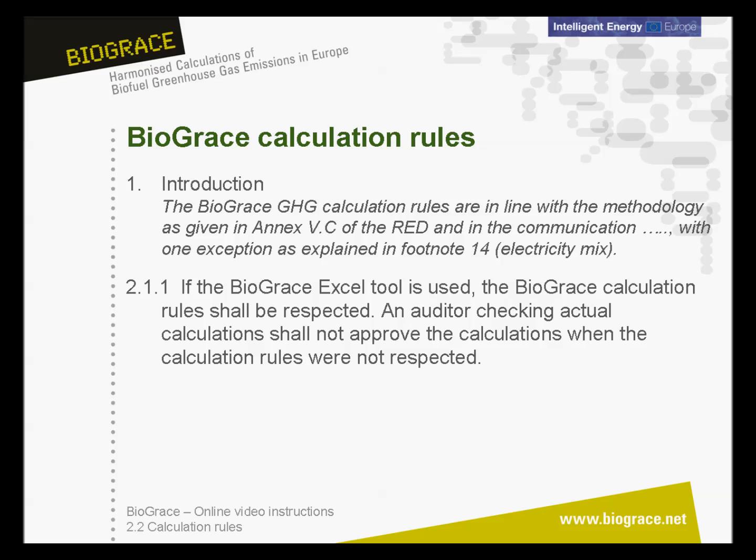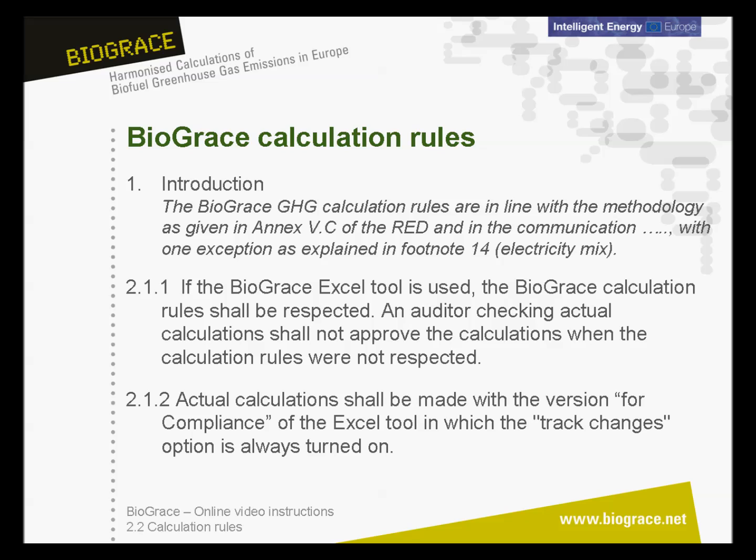Rule number 2.1.1 states that the BioGrace calculation rules shall be respected, and that an auditor that checks actual calculations shall not approve the calculations when the rules were not respected. In other words, the calculation rules are mandatory.